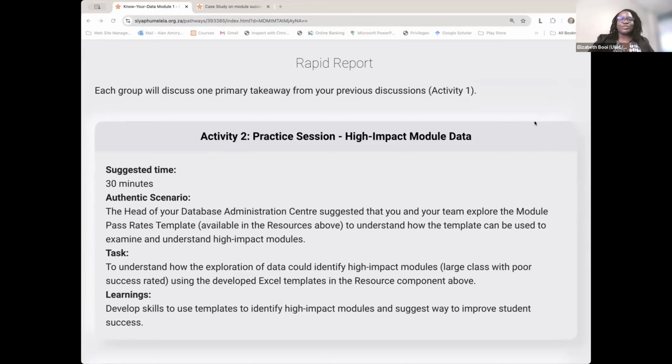Now we're moving on to the next activity here. Now we're going to be looking at the actual data, and I'm going to hand over to Charles, and then I will come back later. Charles? Okay, I just want to get to the resources.